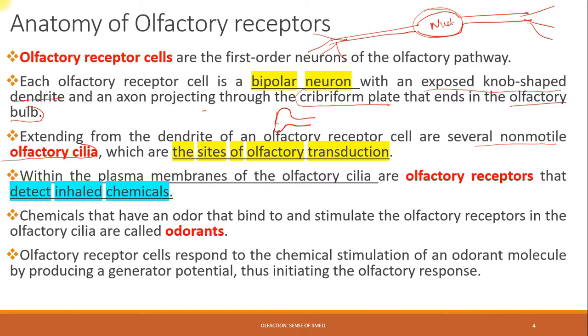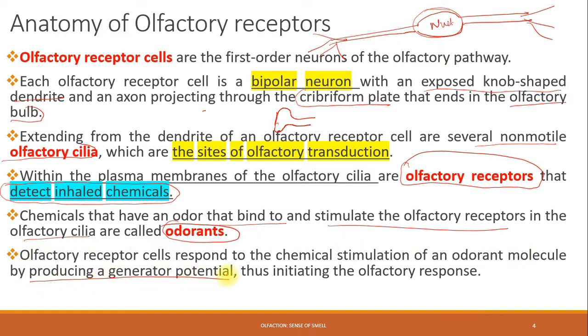first order olfactory neuron. Within the plasma membranes of the olfactory cilia we can find the olfactory receptors, which are responsible for the detection of inhaled chemicals. The chemicals that have an odor and that bind to and stimulate olfactory receptors in olfactory cilia are called odorants. Olfactory receptor cells respond to chemical stimulation by an odorant molecule by producing a generator potential, thus initiating the olfactory response.